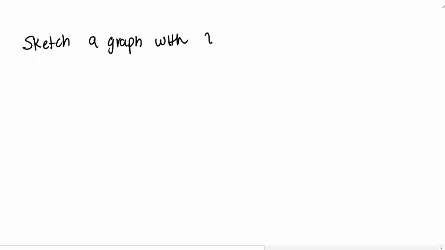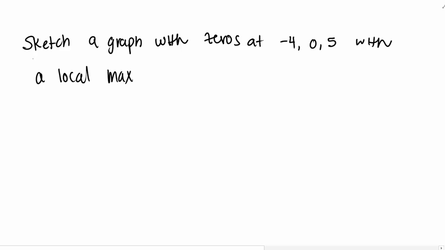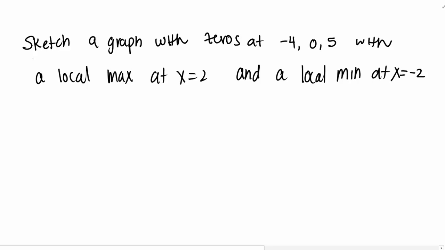All right, so I have one bonus problem that we're going to do. It's pretty quick. So it's awesome. You're going to love it. So everybody needs to write this down. Sketch a graph with zeros at -4, 0, and 5 with a local max at x equals 2 and a local min at x equals -2.